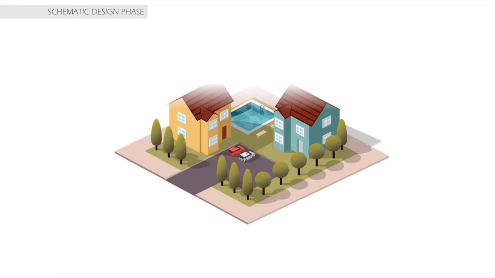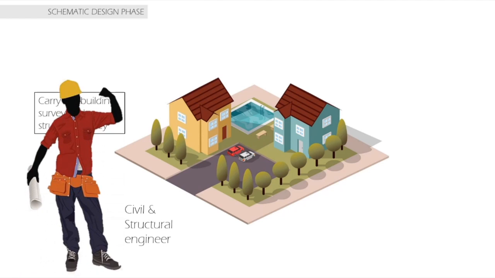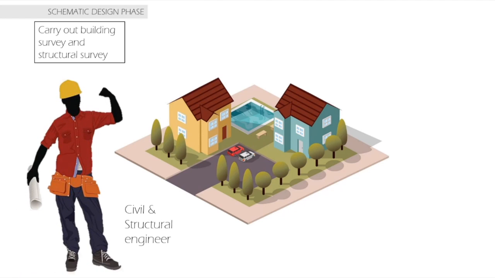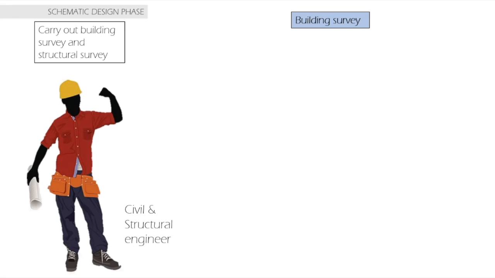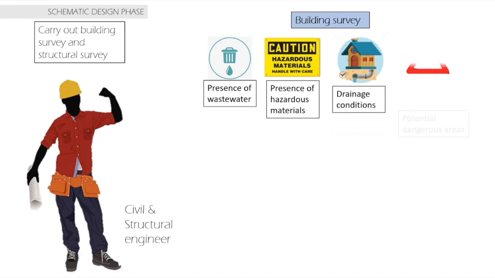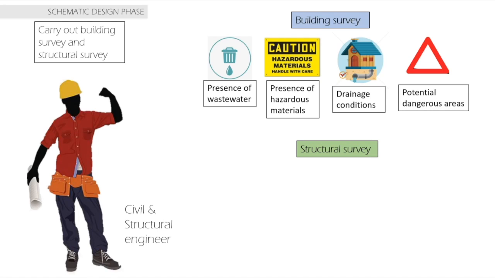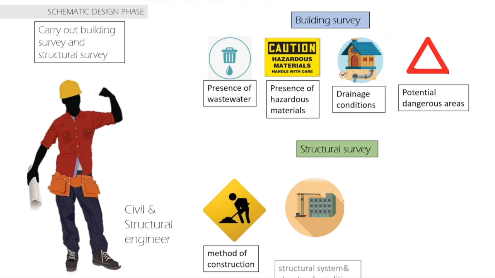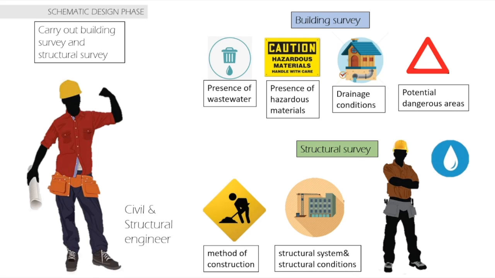At the same time, the civil and structural engineer will carry out the building survey and structural survey. The engineer will survey the presence of wastewater, hazardous materials, drainage conditions, and potentially dangerous areas. The structural survey includes the method of construction, structural system, structural conditions, and water and electrical system.